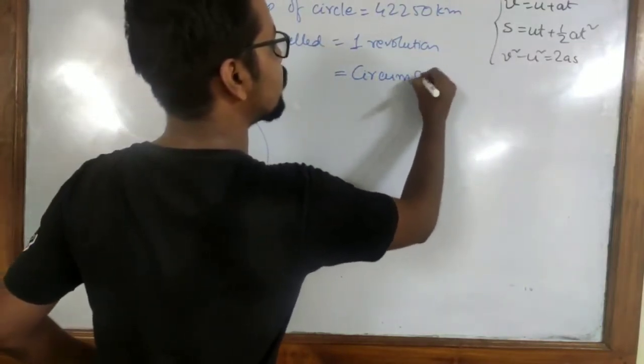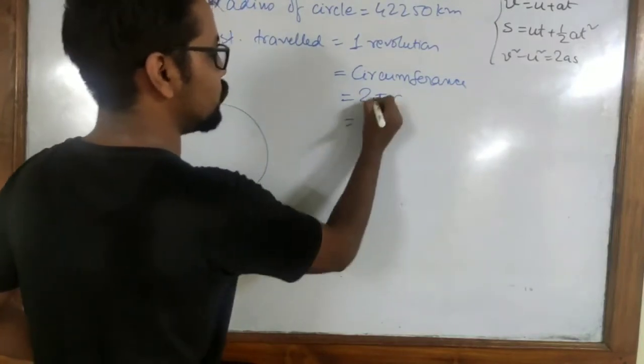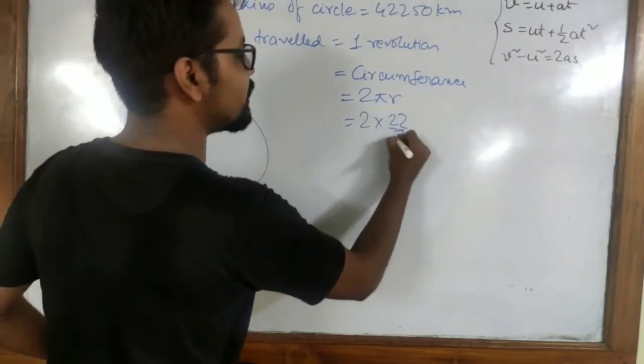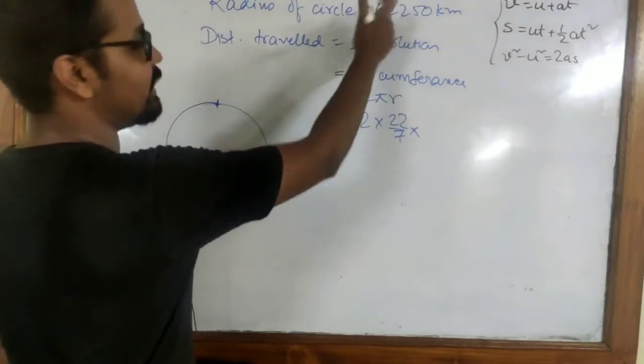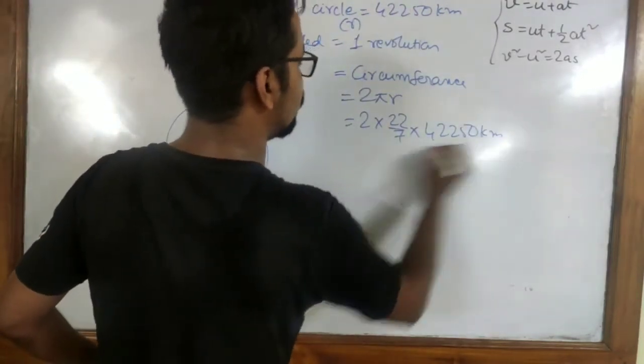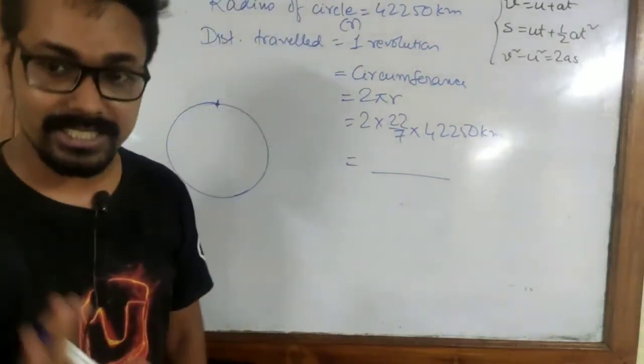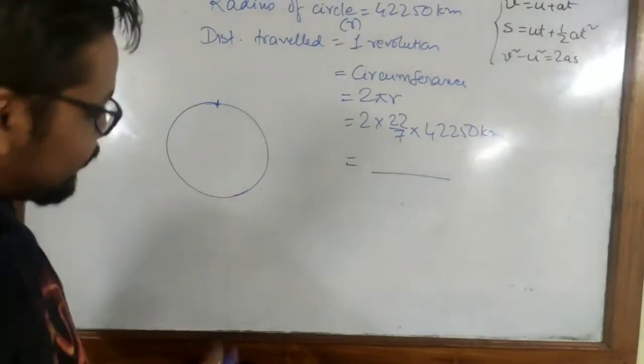You know the formula of circumference, right? Circumference is 2 pi r. So pi is 22/7. What is r? This is the radius, r. Radius is 42250 km. So from here you can find the distance traveled by the satellite.